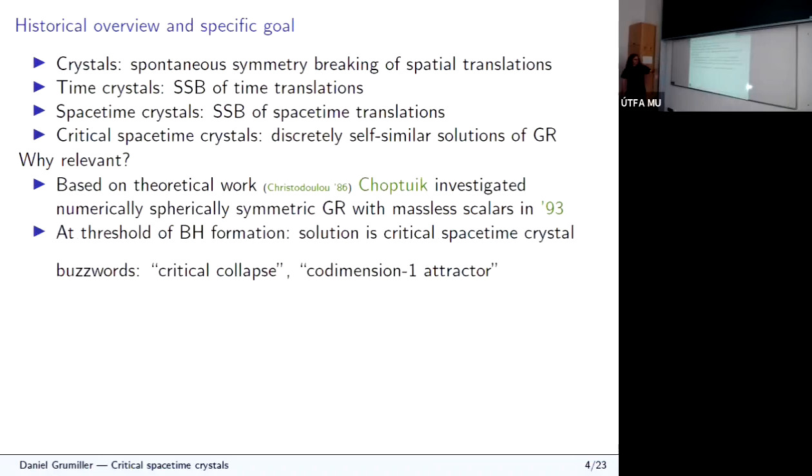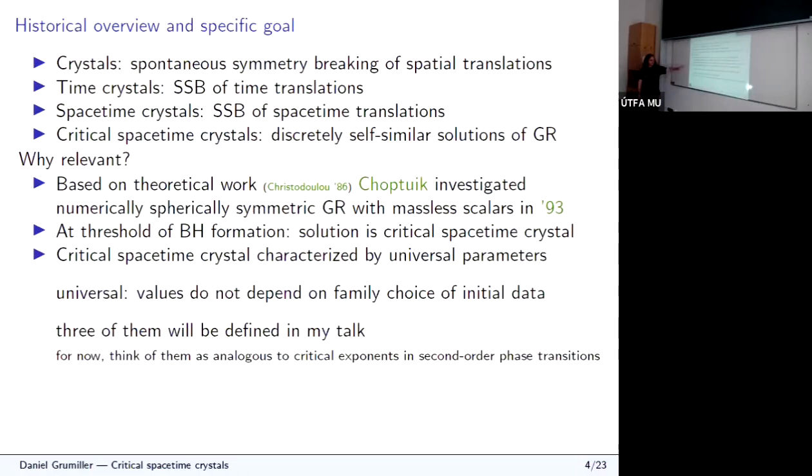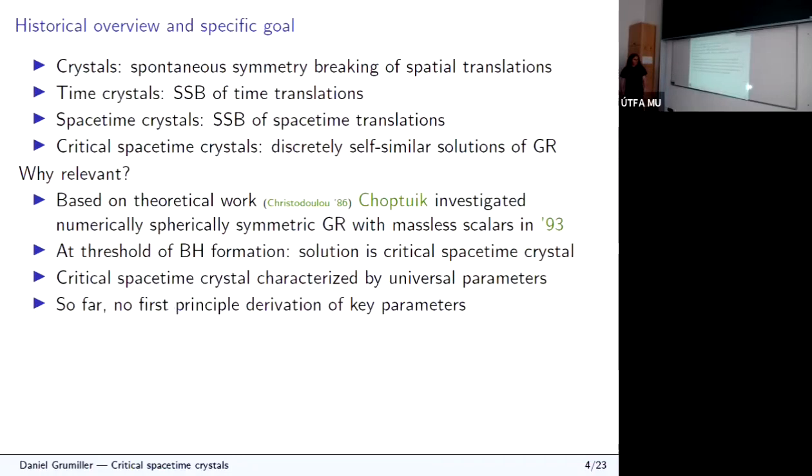So the claim is that at the threshold of black hole formation, the solution is a critical spacetime crystal, and the buzzwords here are critical collapse and four-dimensional Choptuik solution, and I'll explain this a few slides from now. And this critical spacetime crystal is characterized by universal parameters. Universal means they don't depend on what kind of one-parameter family of initial data you started with. And I will define three of them in my talk, but for now you can think of them as analogous to critical exponents that you may find in second order phase transitions, in dense matter systems, for instance.